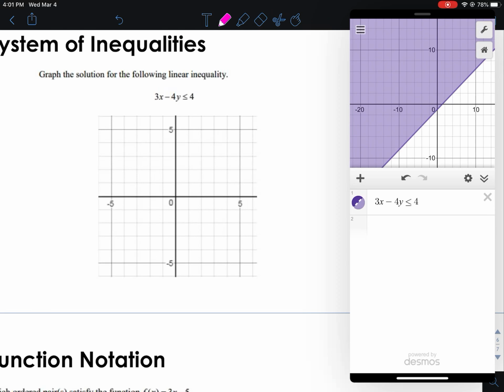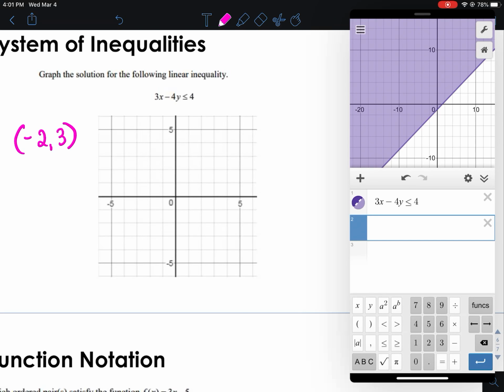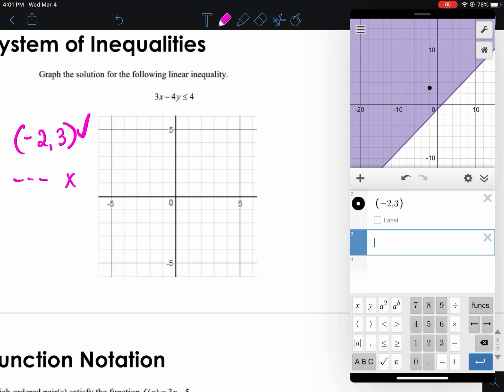The other thing they might do is they might give you some points to see if they're solutions. So let's say if they said was -3 a solution, -2, 3. You could type that in as a point, and if it's in the shaded region, it works. If it's on a dashed line, it doesn't work. So if they give you the point, I think 0, 1, right, because it looks like your y-intercept 0, -1.